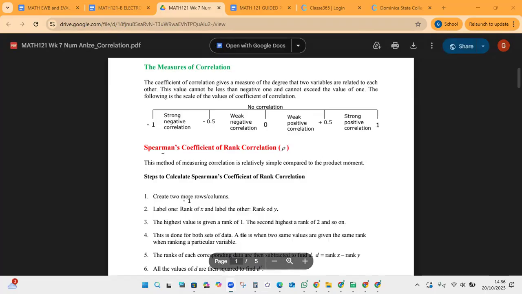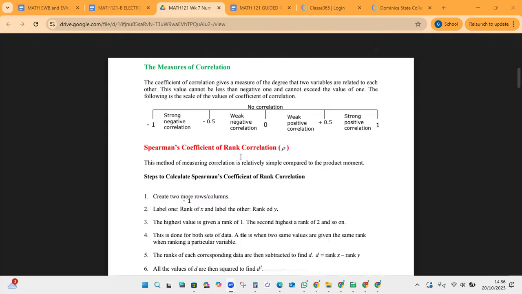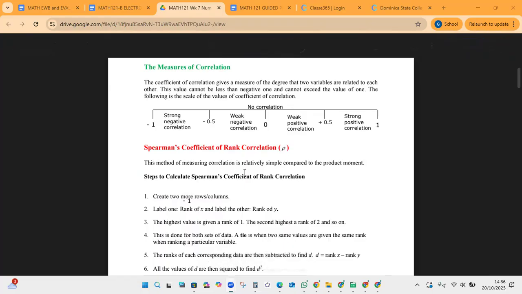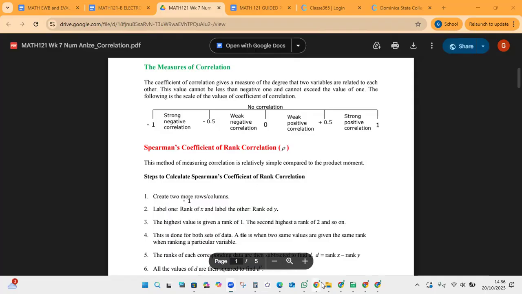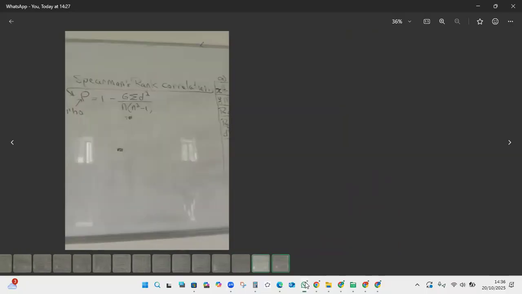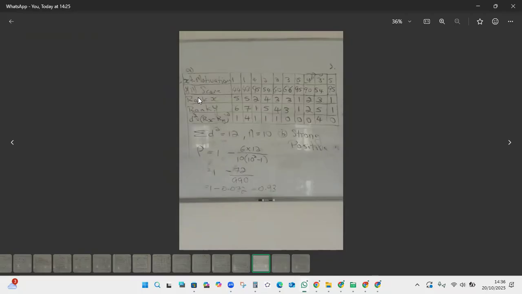And here are the steps for the Spearman's coefficient of rank correlation, symbolized rho. This method of measuring correlation is relatively simple compared to the product moment. So there's another method called product moment, which we'll be discussing in another video. So first you have to create 2 more rows or columns and label one rank X and label one the other rank Y. Okay, so let's see where this was done. Right, rank X and rank Y.